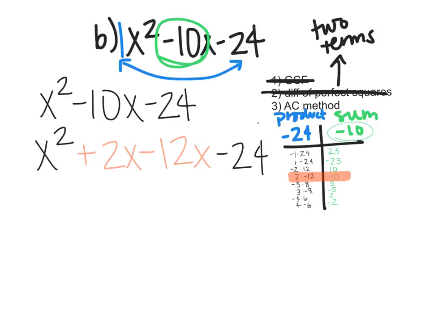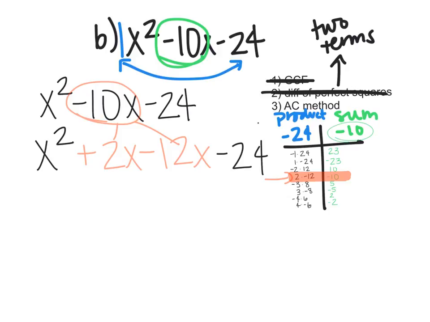So again, I did what's called splitting the middle term. I rewrote negative 10x as two different pieces that still, when I add them together, give me negative 10. And remember, these numbers came from the positive 2 and negative 12 that I got over here when I did my T-chart. So I'm going to group and factor.